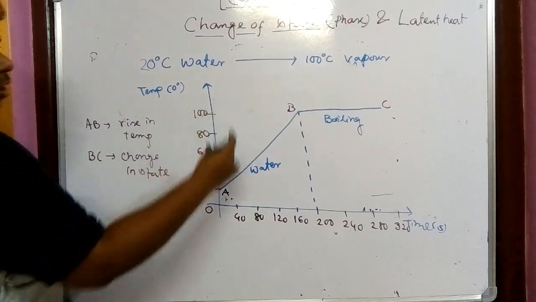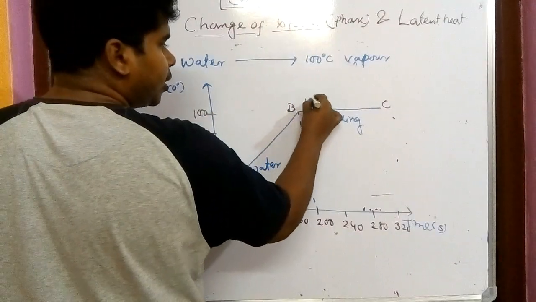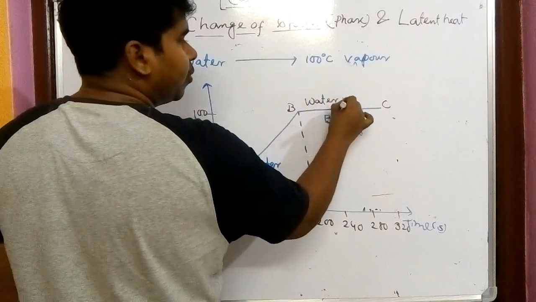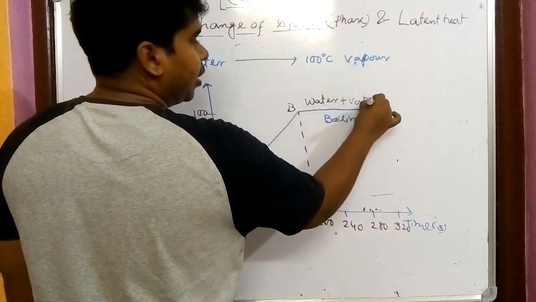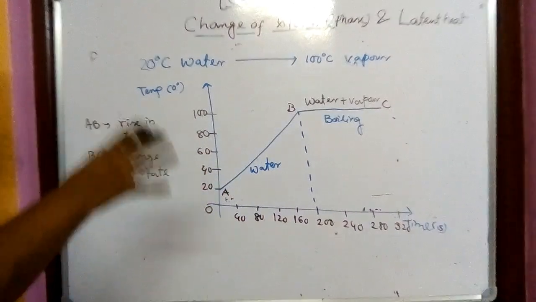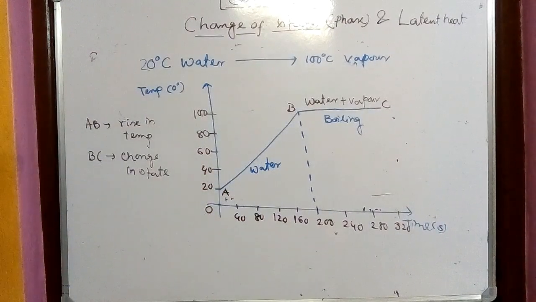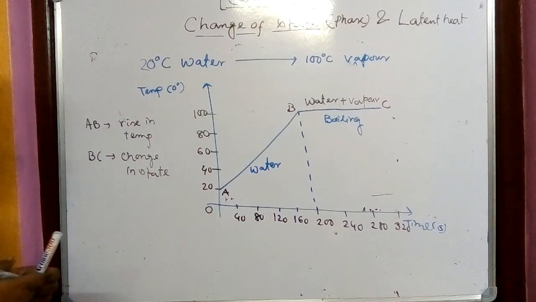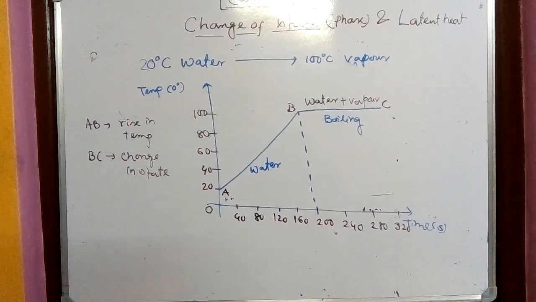That means in the BC portion, along with water, vapor is there. Water and vapor both are staying at the same temperature, because the change of state is occurring. So that is the representation of boiling with time. That is the graphical representation.